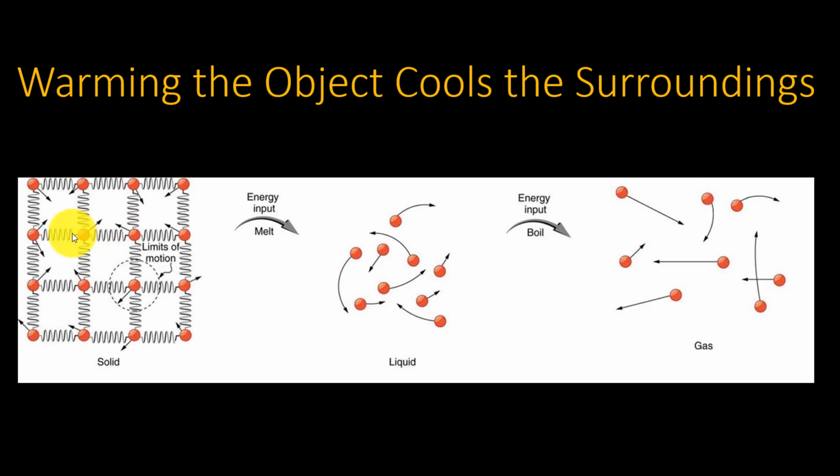So if we're warming the object, we're going to start over here on the solid. As we put energy into the object, into the material, it speeds up the molecular motion. Where does that energy come from? It comes from the surroundings.